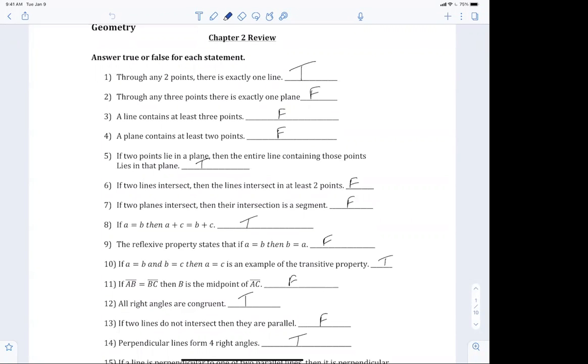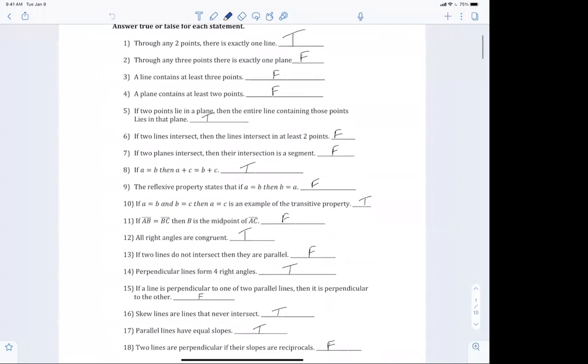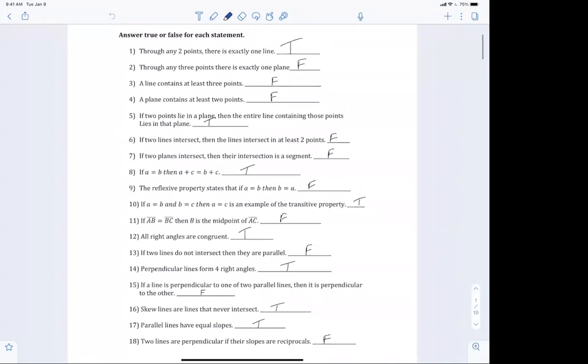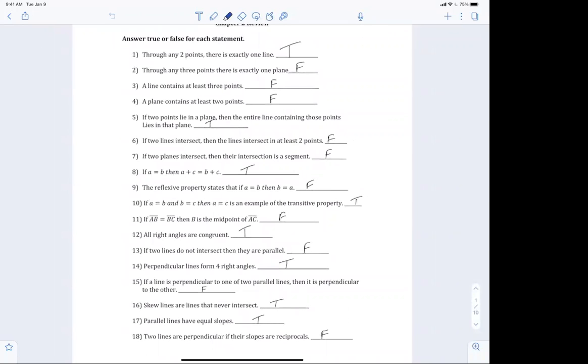All right, so let's just briefly look at 1 through 18, and see what you guys are thinking as far as if there is an issue. Anybody? Want me to explain one? Tell me.